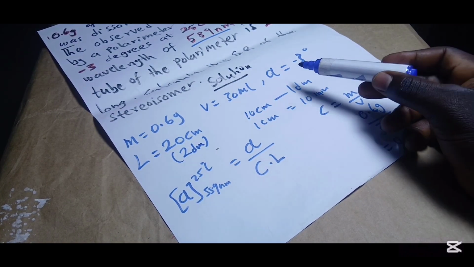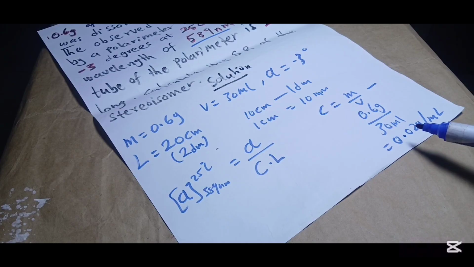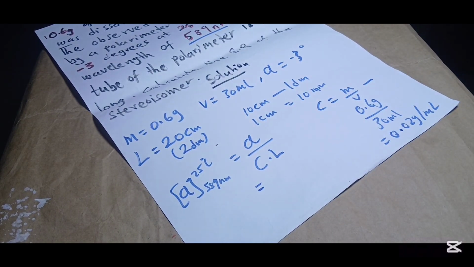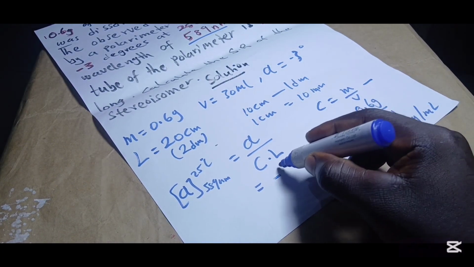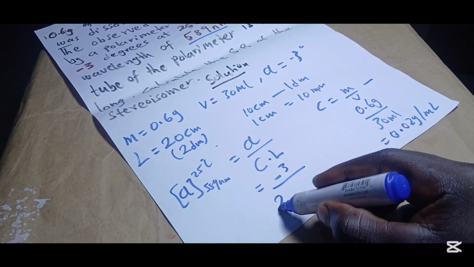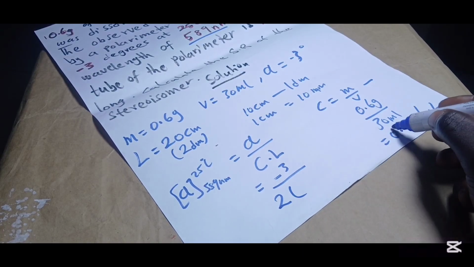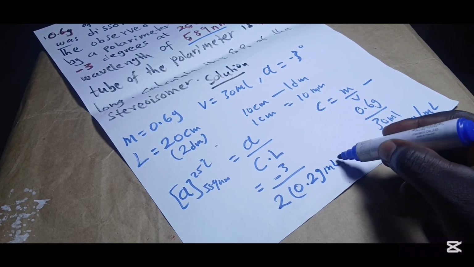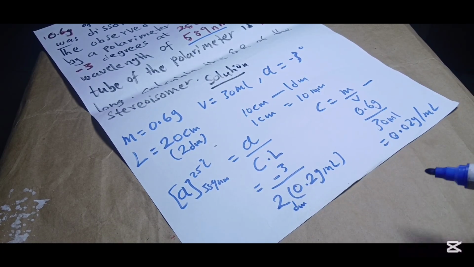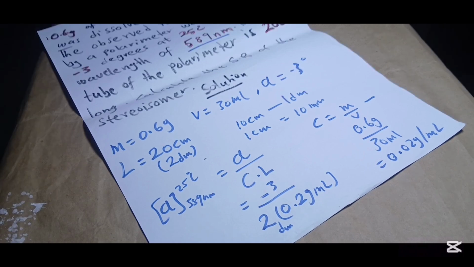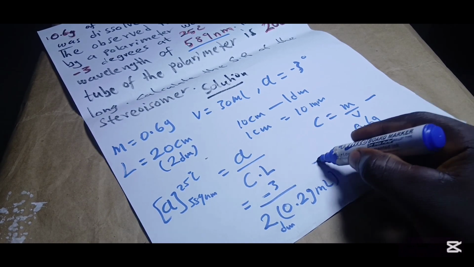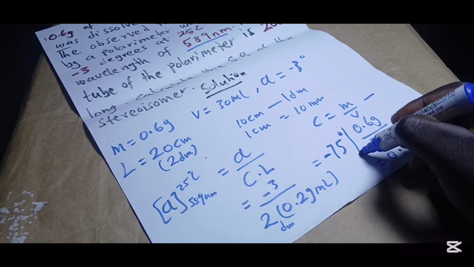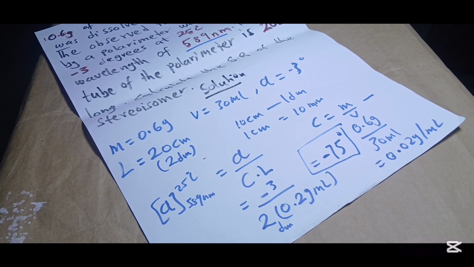So now that we know our observed rotation in degrees, our concentration in gram per milliliter, and our length in decimeter, we can do substitution. Minus 3 over length multiplied by concentration, 0.02 grams per milliliter. The length is in decimeter, sorry. So this will give us minus 75 degrees. That is our answer for this problem.